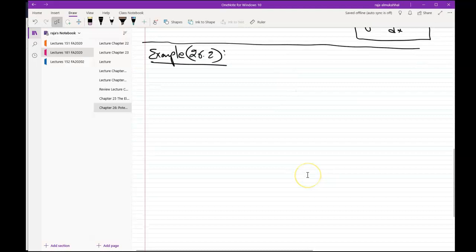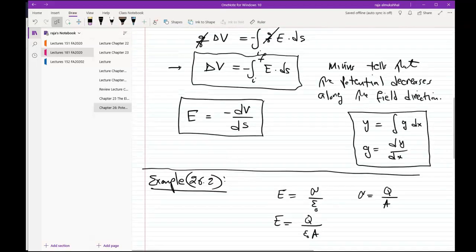So what we have in here, he said inside the capacitor, the electric field is sigma over epsilon naught, and of course sigma is equal to charge per unit area, correct? So in this case, the electric field is equal to charge over epsilon naught A. If this is the electric field, what is the corresponding potential? I can just use this relationship right here.